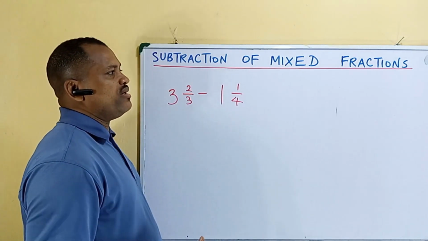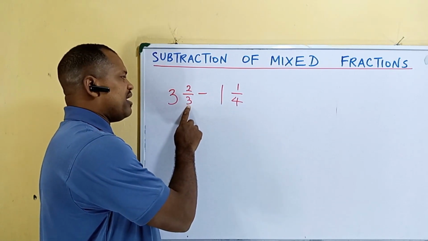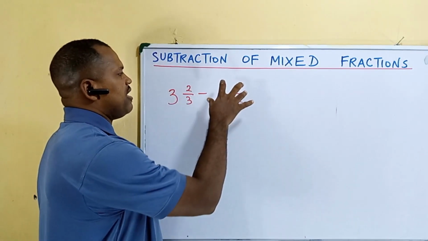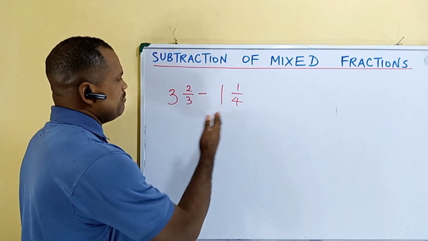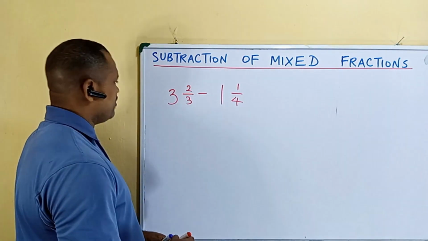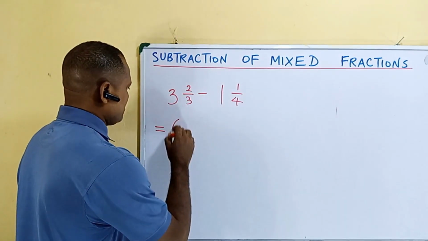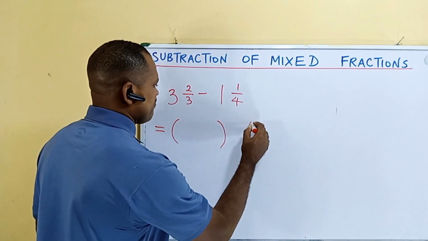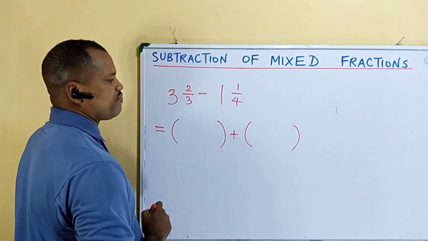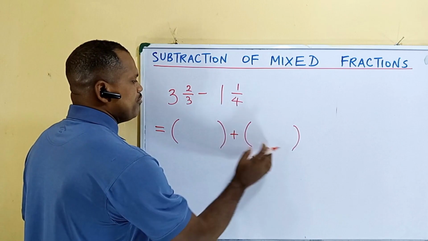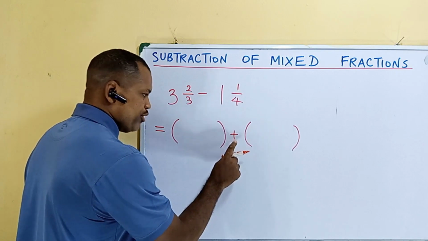A mixed fraction is a fraction that consists of a whole number and a proper fraction. So this is a mixed fraction and a mixed fraction. Let's go ahead and see how to subtract a mixed fraction from another mixed fraction. So, equal to, you have two brackets, something like this. As simple as that. A plus will be here. The sign between the two brackets is a plus. It's always a plus. Even though you are subtracting, here should be a plus sign.